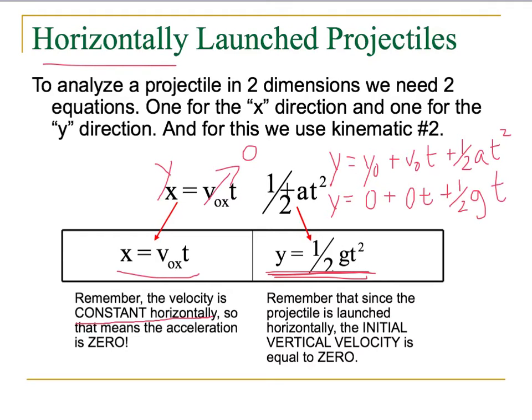So basically, as you see, these are the same equations. It's just this one has been simplified a bit to y equals 1/2 gt squared, and it's specific to this situation. So you can use that shortcut just for horizontal launches.